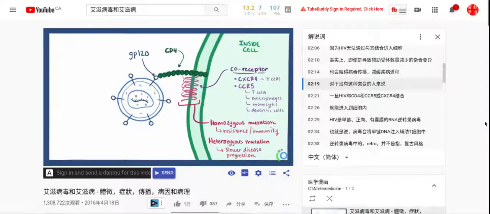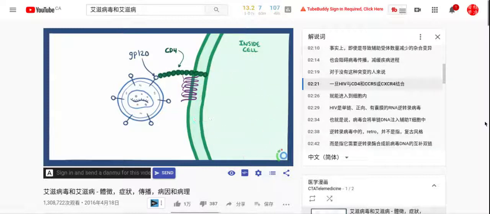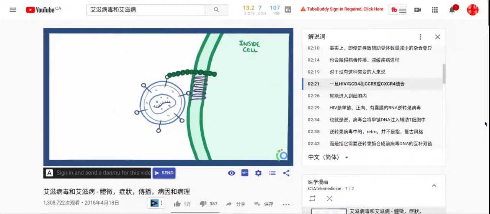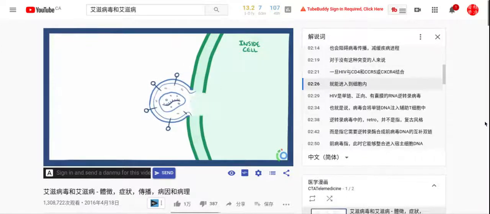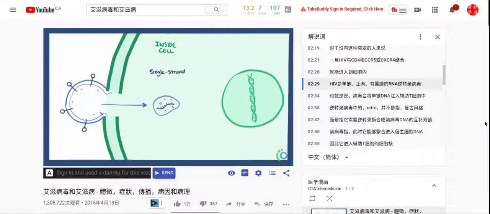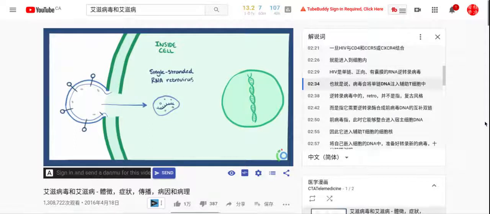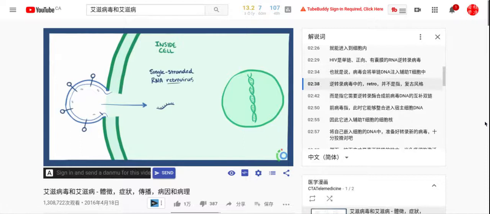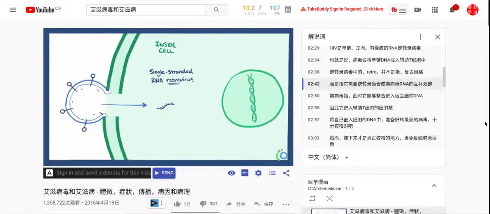For those without this mutation, though, once HIV binds to CD4 and either CCR5 or CXCR4, it gains access into the cell. HIV is a single-stranded, positive-sense, enveloped RNA retrovirus, meaning that it injects its single strand of RNA into the T helper cell. The retro part of the retrovirus isn't referring to its style, but refers to it needing to use an enzyme called reverse transcriptase to transcribe a complementary double-stranded piece of proviral DNA.